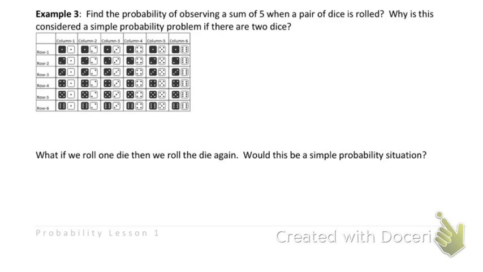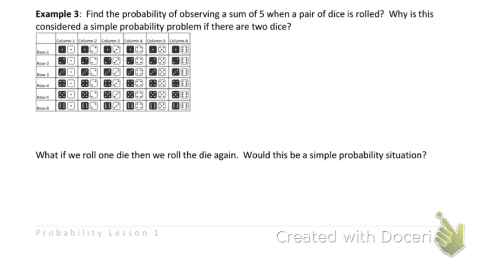Find the probability of observing a sum of 5 when a pair of dice is rolled. I also put a little question on there. Why is this considered a simple probability problem if there are 2 dice? Well, we can think of this as being a compound event or a simple event. We're going to think of it as simple because I'm just rolling 2 dice at the exact same time. There's one outcome happening at the exact same time.